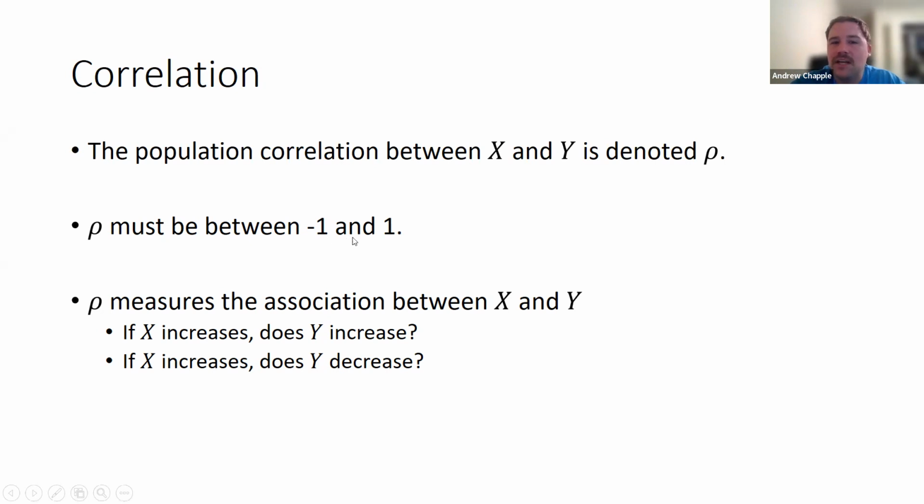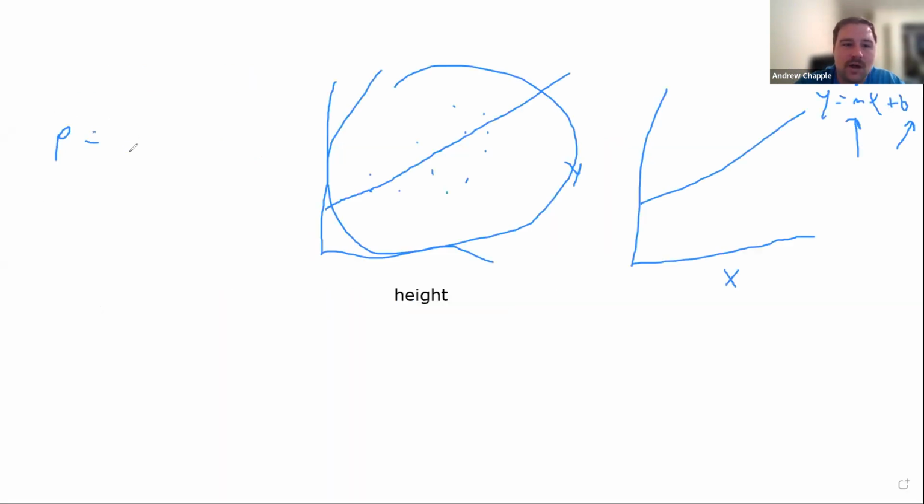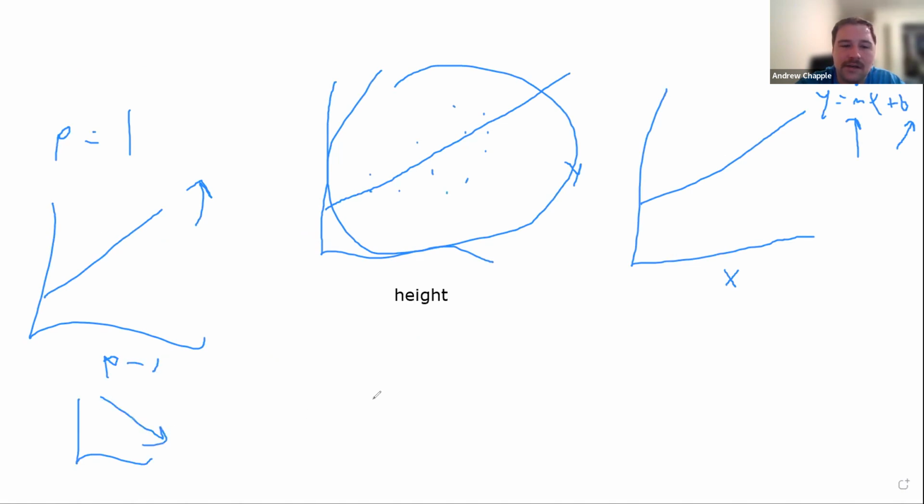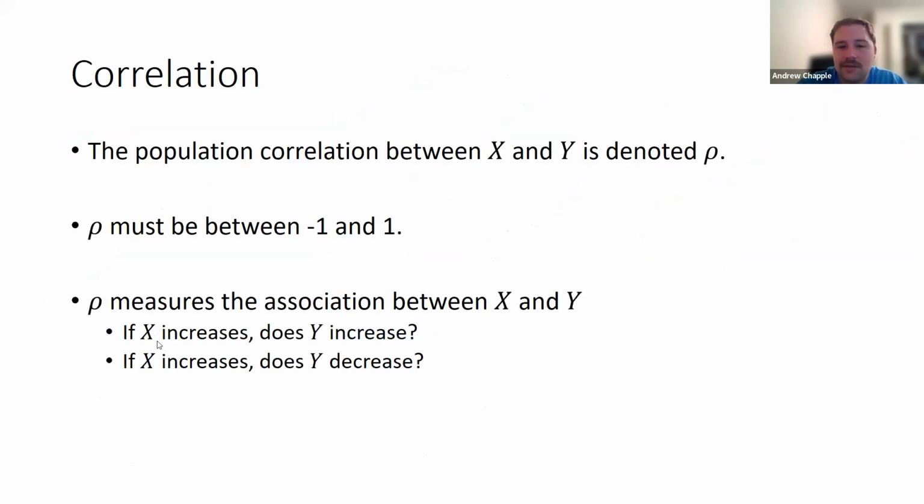Rho must be between -1 and 1. If rho is equal to 1, the line that we have looks like this, in the positive direction. If rho equals -1, it's in the negative direction. And if rho equals 0, then basically what we have is just a flat line. So as x changes, y doesn't change. And that's how to think about this parameter. So again, if x increases, does y increase?